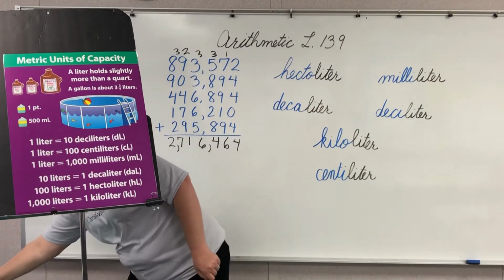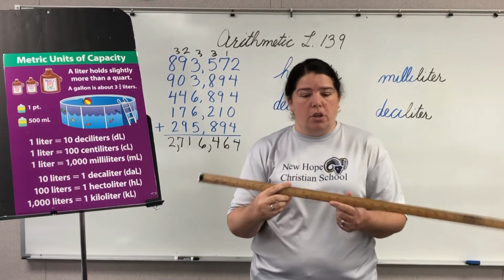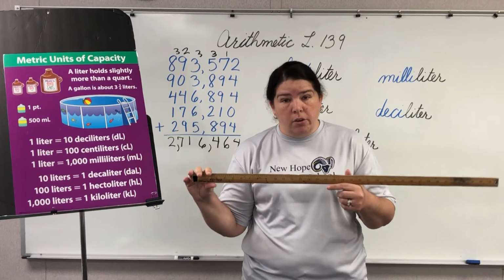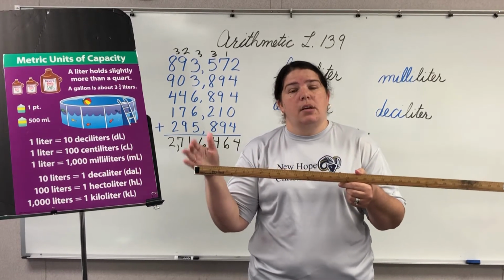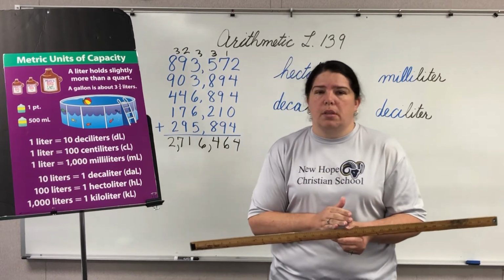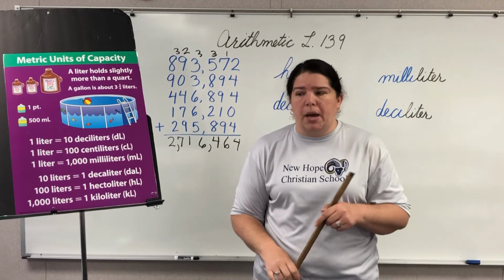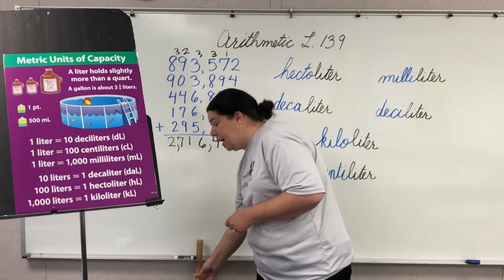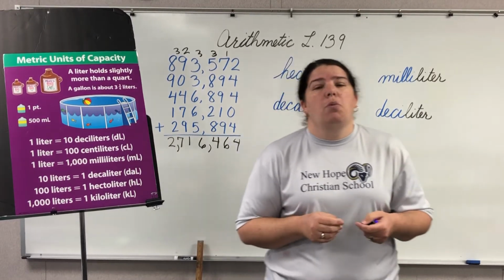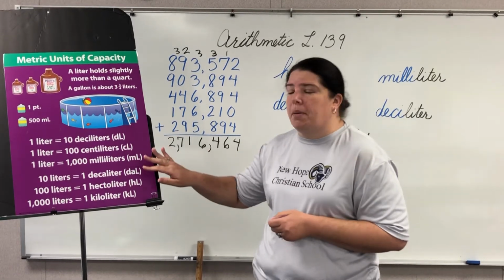Boys and girls, you remember when we talked about yards, we talked about a yardstick. We also talked about a metric unit of length. We said that this is a meter. We talked about centimeters, millimeters, decameters, bigger and smaller. We also talked about grams. We talked about milligrams and kilograms. Well, those were measures of weight. Today we're going to go into measures of capacity.